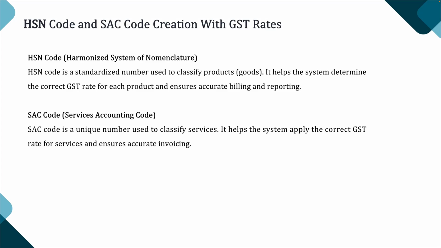Let's see in this video how to create HSN codes and SAC codes with GST rates. HSN code is the Harmonized System of Nomenclature. It is a standardized number used to classify products. It helps the system determine the correct GST rate for each product and ensures accurate billing and reporting.